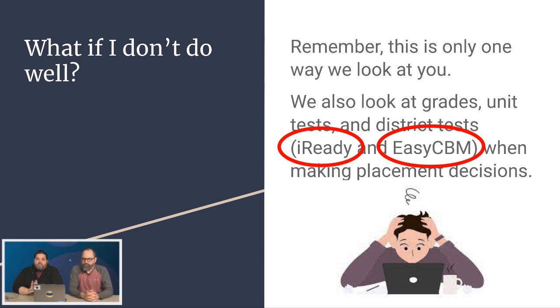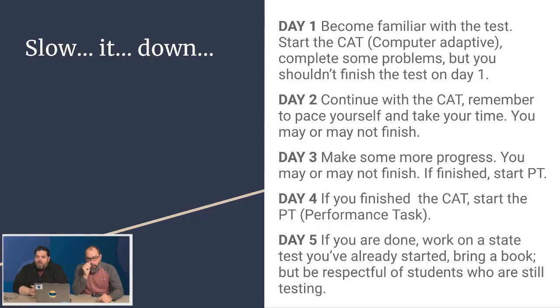All right, so we're going to look at the process of how we're going to do this. Day one, we're going to become familiar with the test. Start with the CAT test. We're always starting with the computer adaptive test. This is going to warm your brain up: read the problem, see the questions, and answer them. Day two, continue with the CAT test. So right now we're looking at 2 full days of instruction and CAT test.